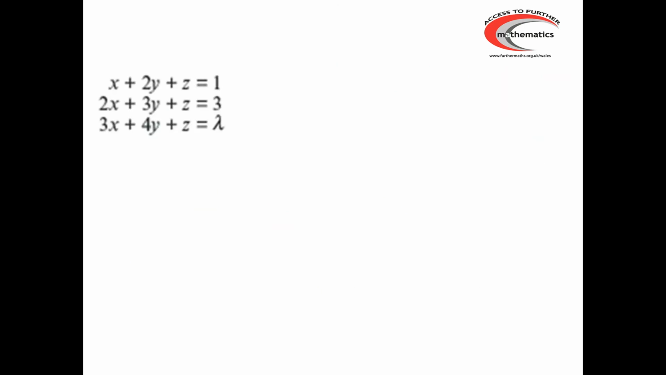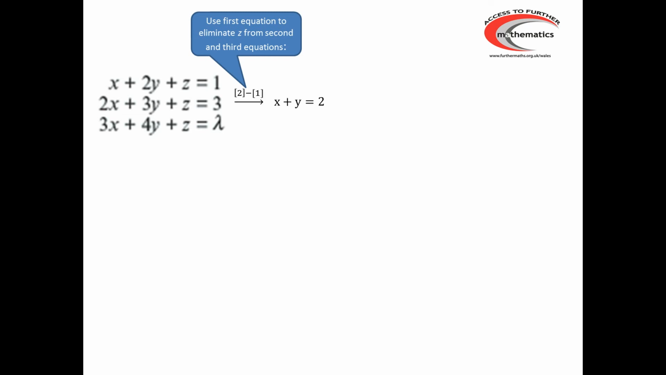So, here are our three equations. Looking at the three equations, it's going to be very easy to eliminate z from the second and third equations. We can eliminate z from the second equation by simply taking the second equation and subtracting the first equation. So 2x take away x is x, 3y take away 2y is y, z take away z is nothing, 3 take away 1 is 2.